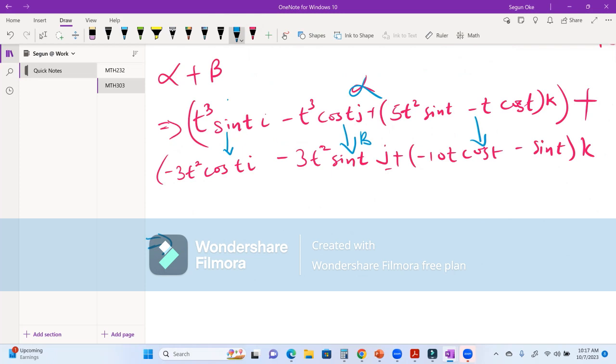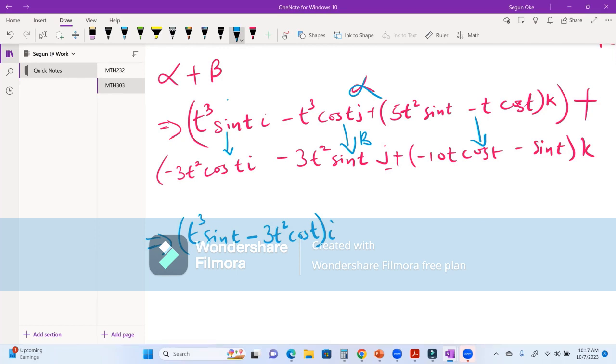Remember, there's no how you can add them together. You just open the bracket: t cubed sine t minus 3t squared cos t. Everything high. You solve that one.